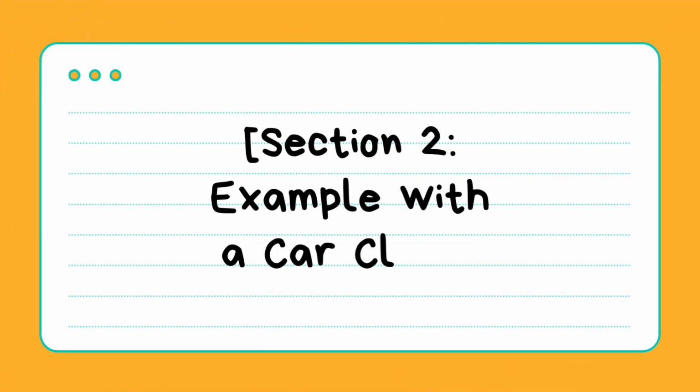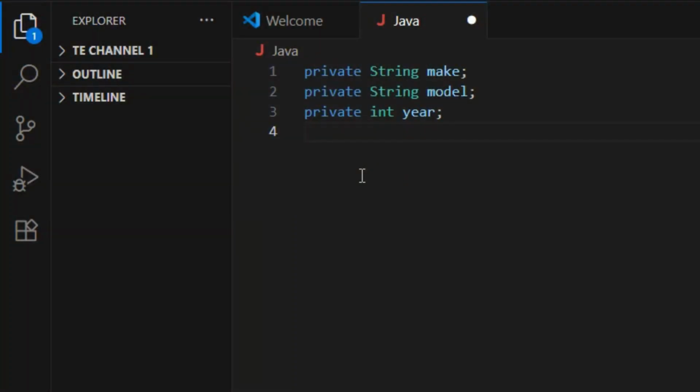Section 2. Example with a car class. Let's make this concrete with an example. Suppose we have a car class with 3 attributes: make, model, and year. We want these to be private. Private string make, private string model, private int year.